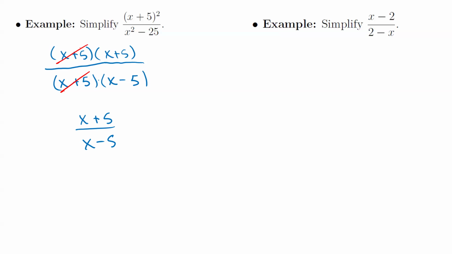It's only when you have multiplication, right? Remember, factor means you're multiplying things, right? It's only when you have multiplication that then you can cross stuff out of both the top and bottom.